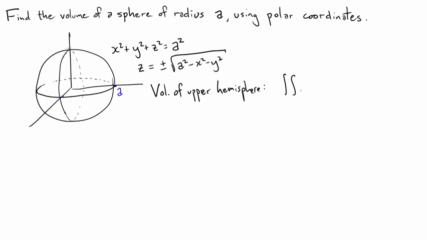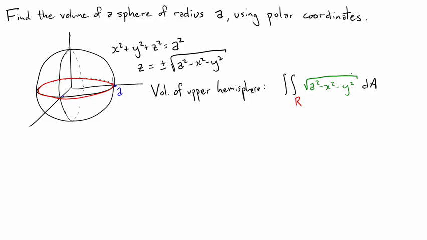will be a double integral of the positive square root of a squared minus x squared minus y squared over some region. The question is, what is the region? Take a moment and think about it. The region R is this circle of radius a in the xy plane.